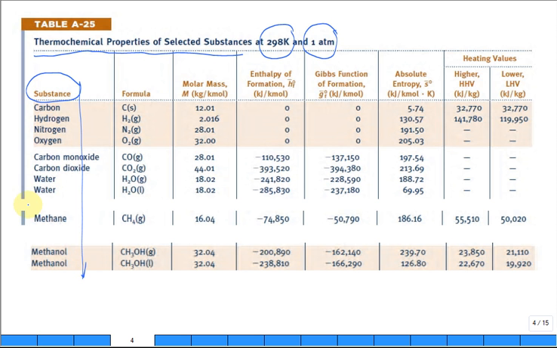Now I truncated it and threw in methane, and then I threw in methanol. So this has been truncated, with a number of entries deleted. The formula for carbon is C with a parenthesis S. What does that S indicate? Solid. What does the parenthesis G on this H2 mean? Gaseous. What does this L on this H2O mean? And what does this G on this H2O mean?